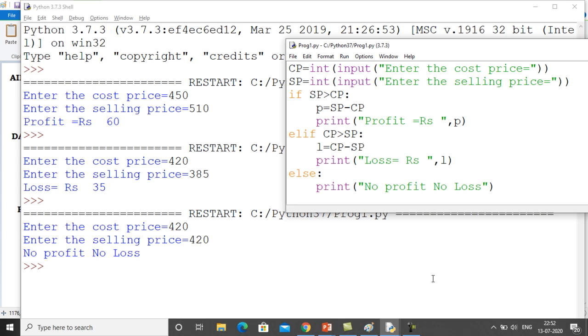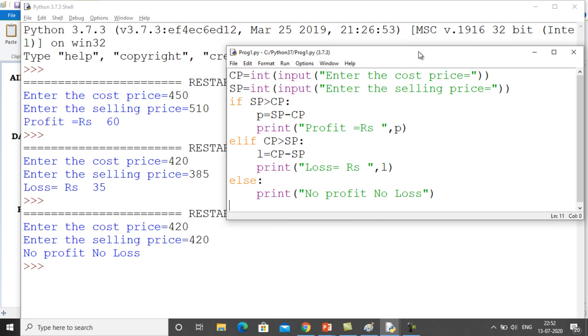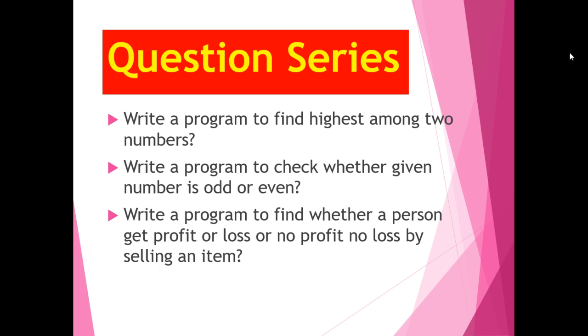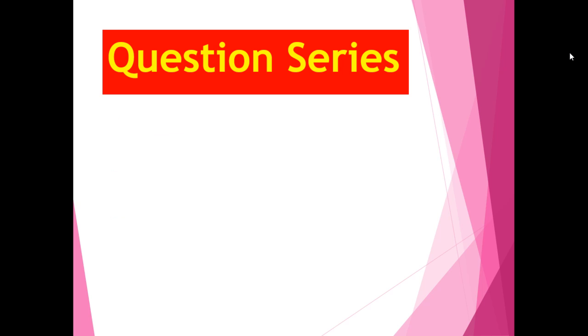You can note it down in your register. Now let's move to the next question. So let's close it. We have solved the third question. Let's see whether there are more questions in that series or not. Yes, there are more questions also.